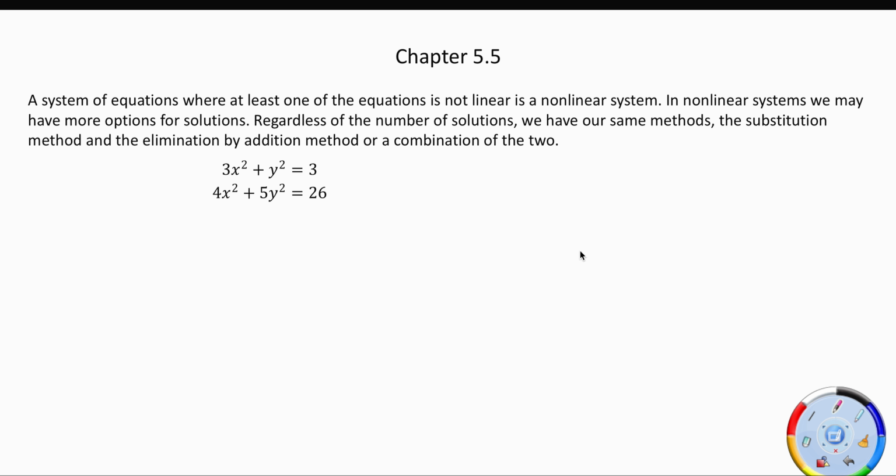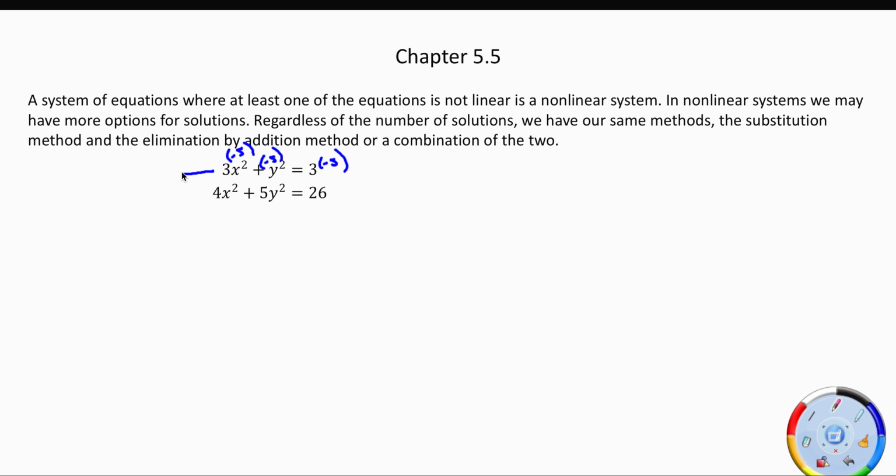Regardless of the number of solutions, we still have our same methods, the substitution method and the elimination by addition method, or a combination of the two. When I look at these 2 equations, they're set up perfectly for the elimination by addition method. The easiest variable to eliminate would be the y squareds. All I'd have to do is multiply this equation by -5. So I'm going to do that all the way across.